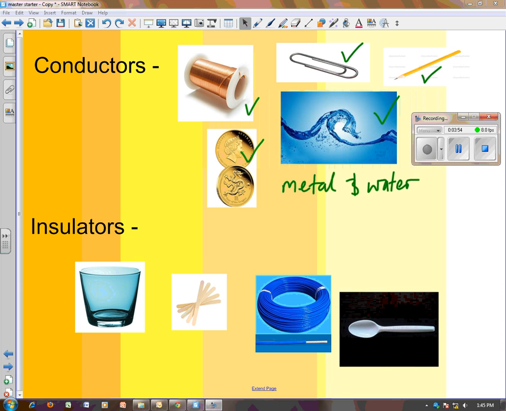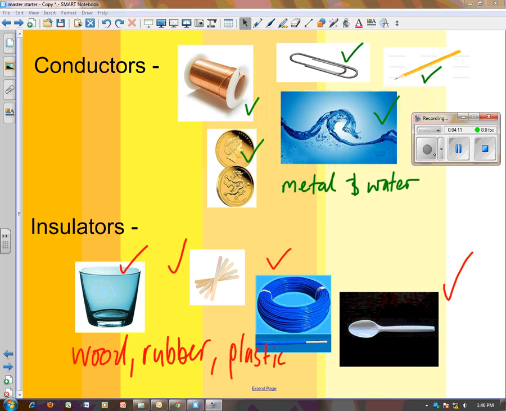Let's have a look at some of the insulators. Okay, you've got glass, doesn't conduct electricity. Sorry, said that silly. Glass doesn't conduct electricity. You've got wood, does not conduct electricity.